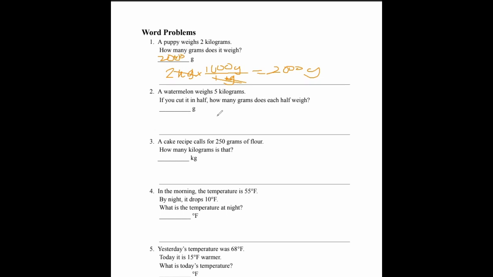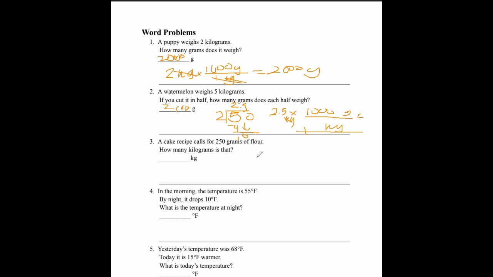A watermelon weighs 5 kilograms. If you cut it in half, how many grams does each half weigh? So 5 divided by 2. 2 goes into 5 2 times. 1 becomes 10. 2 goes into 10 5 times evenly, so 2.5 kilograms. And then do the same thing over 1,000 grams and 1 kilogram because you're trying to get rid of the kilograms. 2.5 times 1,000 is 2,500.